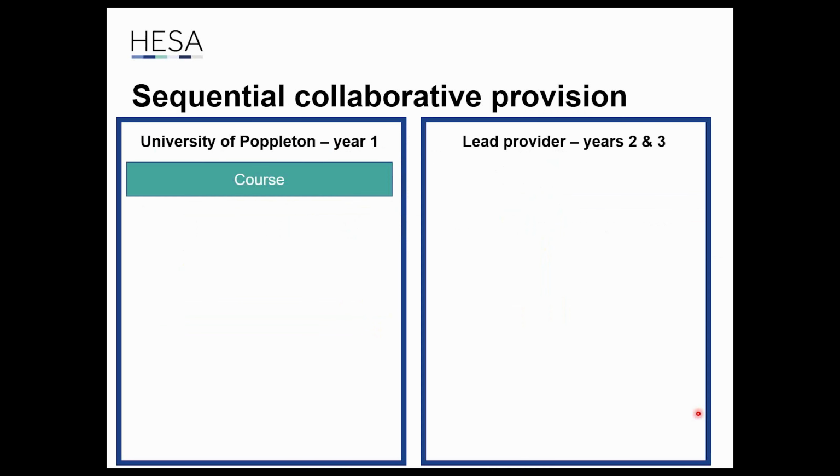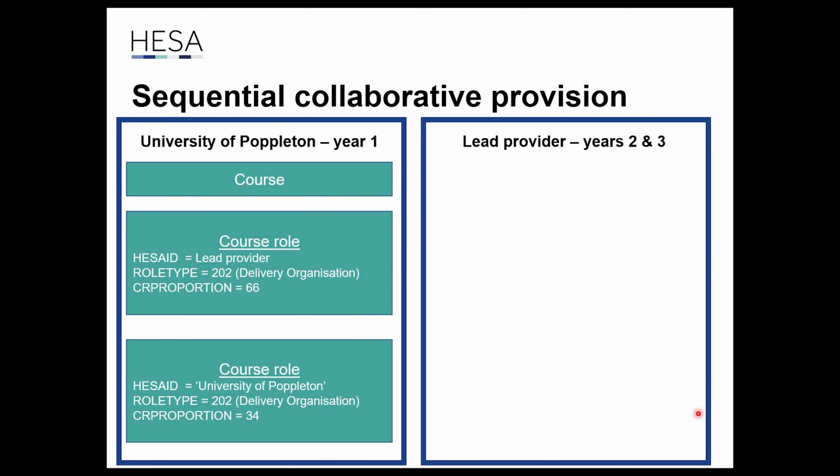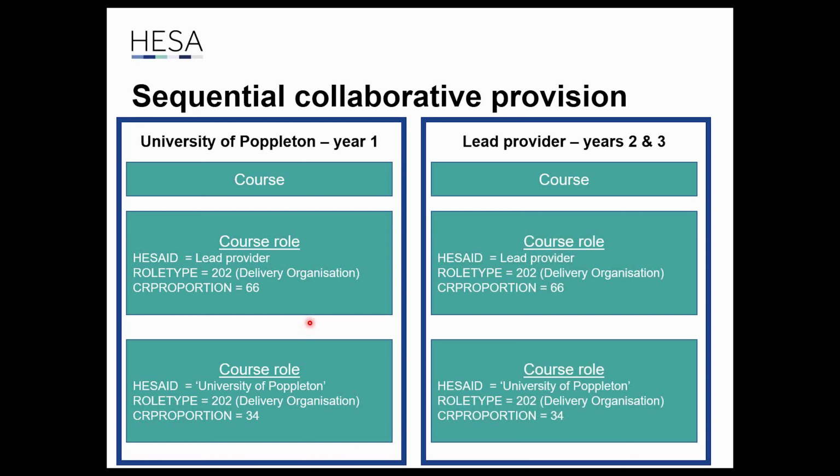So in terms of the data, in terms of the course level data, so in the first year, you would return the course. The University of Popperton, sorry, would return the course. And you would split the course role here to reflect the fact that most of this is going to be at the lead provider, but actually University of Popperton is doing parts of this. So I've kind of done a third split to reflect the 1 plus years 2 and 3. Then when you get to years 2 and 3, the lead provider is going to be returning this. And again, they will be returning a course, and similarly, the course role as well. So that's the course level detail.